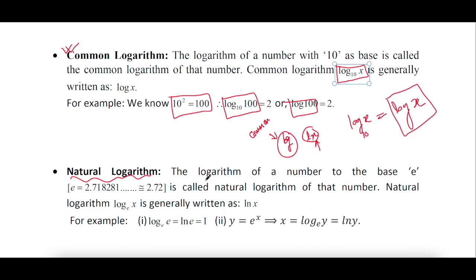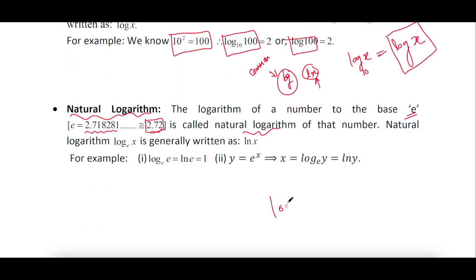What is natural logarithm? The logarithm of a number to the base e, and e is a constant with an approximate value of 2.72, but it is an irrational number. So a logarithm having base e is called a natural logarithm. The natural logarithm of x to the base e we can simply write as ln x. So when you see ln x in your calculator, it indicates natural logarithm.